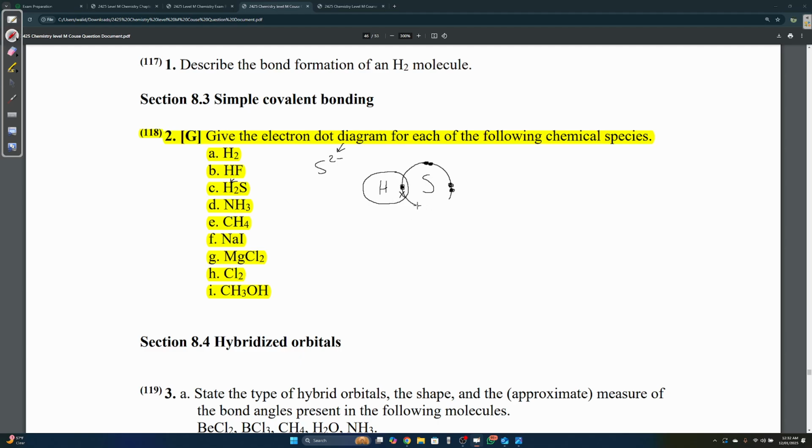The X is supposed to be part of the sulfur as well. So hydrogen over here. So the X here and dot here. So this X, imagine it's over here. Like I should have moved it a bit to the right. Okay. So this way, hydrogen lost 1. This hydrogen lost 1. They're satisfied. Sulfur now has 8. Okay.